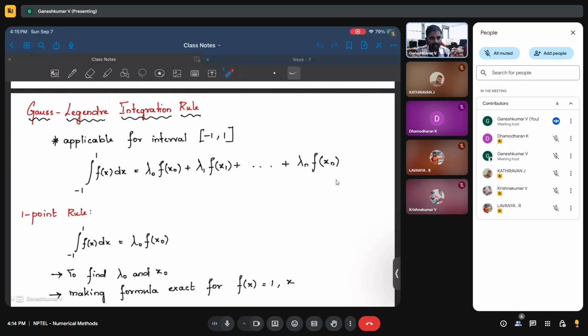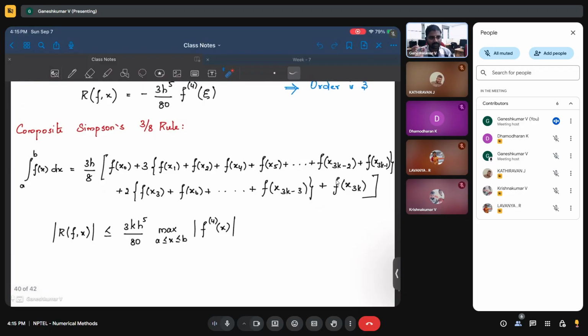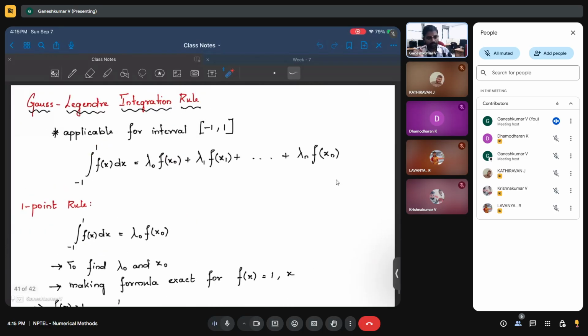So that's the basic idea. It gives you more freedom. You need not restrict yourself with which data points you should consider. For example, in all the previous rules we saw, the data points are evenly spaced, with h everywhere. But here you have some flexibility: x naught, x1, and x2, you can choose however you want.